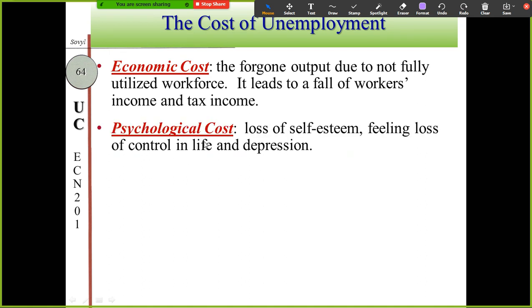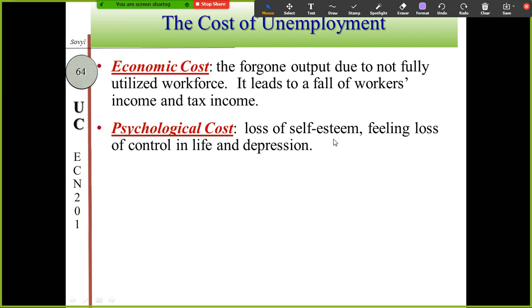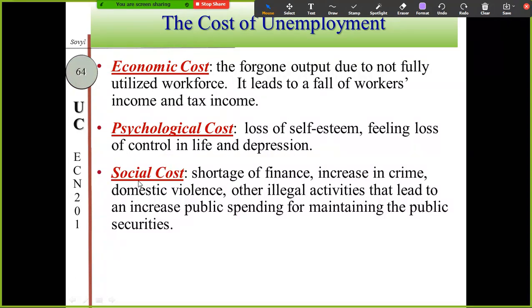The other one is psychological cost. Psychological cost refers to the cost that happens in the unemployed person's mind. For example, before, when they had a job and income, they tended to have strong feelings and confidence. But now that they have lost their job and income, they lose control, or lose self-esteem, or feel a loss of control in life, sometimes depression, and maybe they commit crime or do some bad activities in society. This is psychological cost.